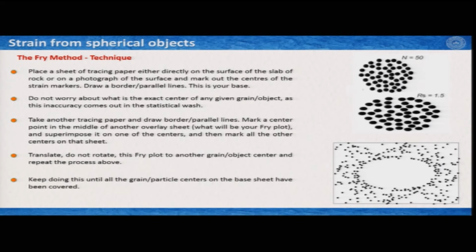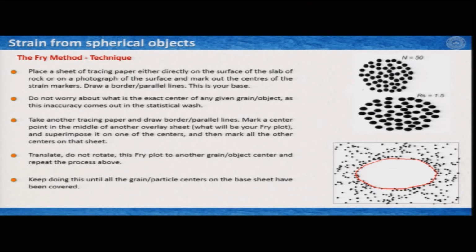Then you move this tracing paper without rotating. That means you translate it to the center of another grain, and then you do the same process and continue doing it. So, you have data sets for each and every center of these ellipses, and while doing this you will find that you are clouding your tracing paper with a lot of dots, and when you are at the end you will slowly see that an ellipse emerges like this.